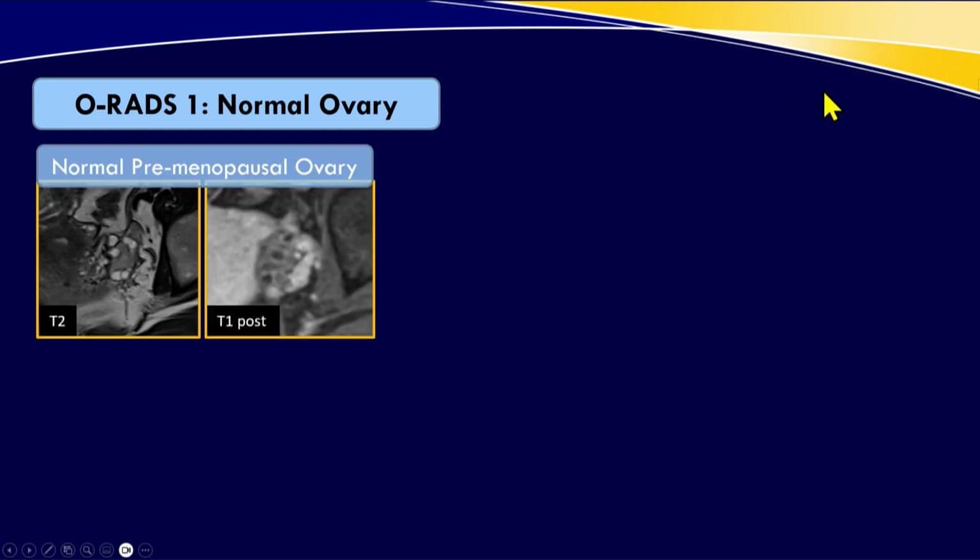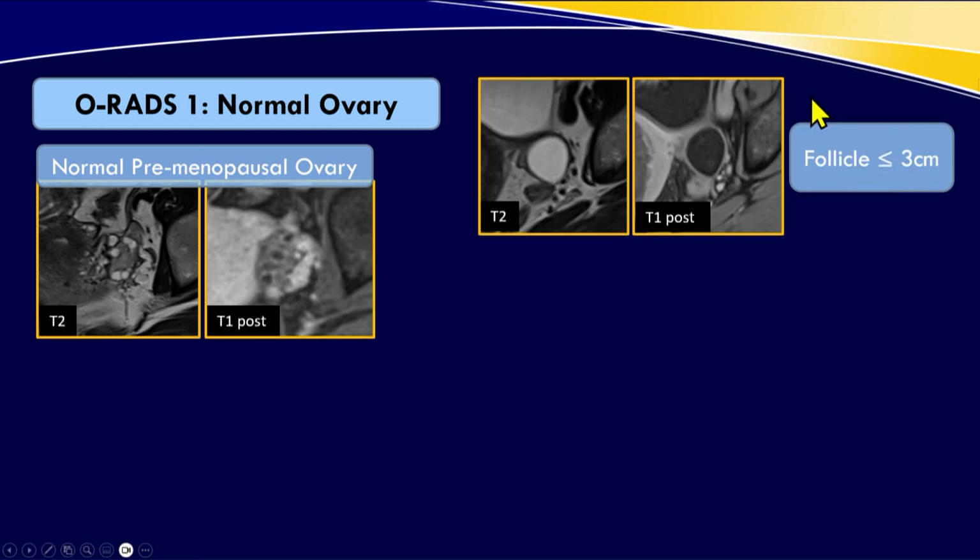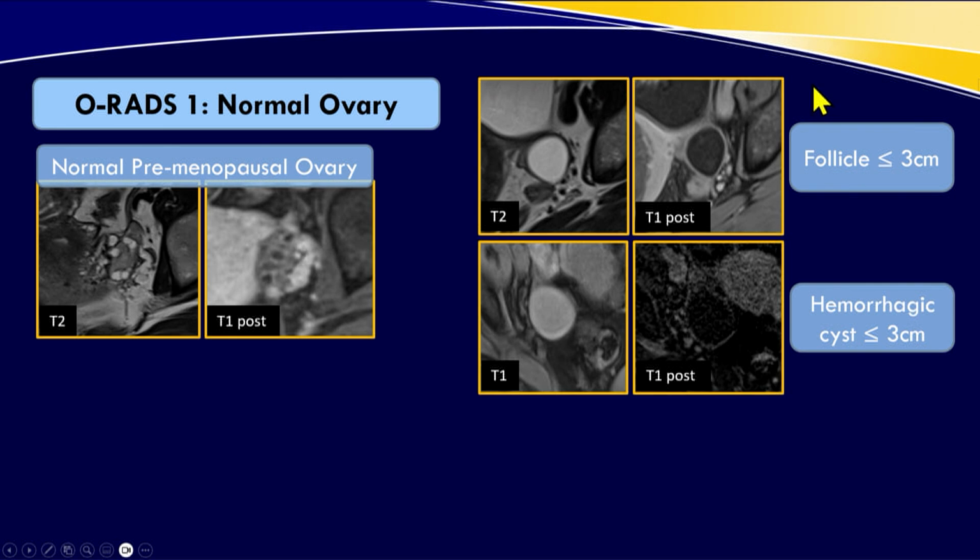Normal ovary, right? Normal premenopausal ovary, you'll often see small follicles distributed within the ovarian parenchyma. You can have a dominant follicle, especially in premenopausal women, that tend to be less than or equal to 3 centimeters. You can have a hemorrhagic cyst. We said that's going to be bright on T1, bright on T2 with no enhancement or no mural nodules or papillary projections following contrast.